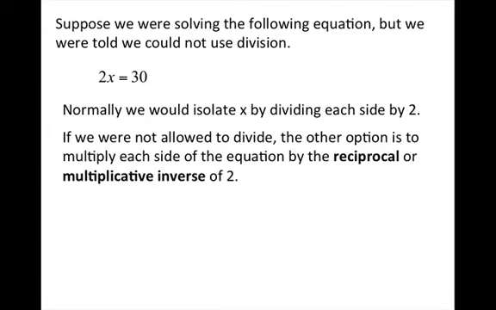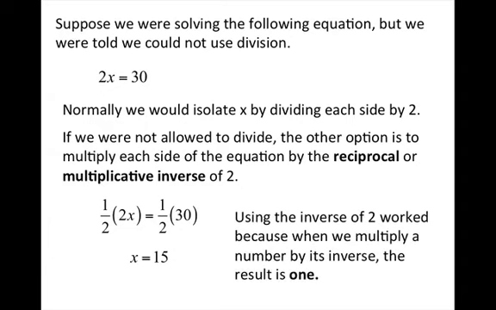So if we were not allowed to divide, the other option is to multiply each side of the equation by the reciprocal or the multiplicative inverse of 2. The reciprocal of 2 is 1/2. So if I multiply each side by 1/2, 1/2 times 2 gives me 1. So I end up with 1x, or just x, and 1/2 times 30 is 15. So I still get the x equals 15 that I would have got if I divided each side by 2. Using the inverse of 2 worked because when we multiply a number by its inverse, the result is a 1.